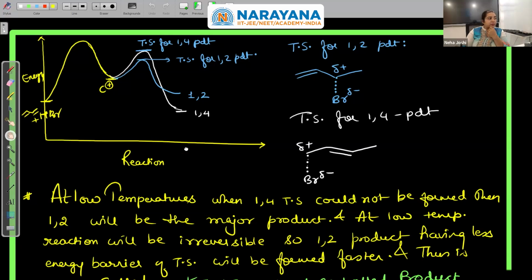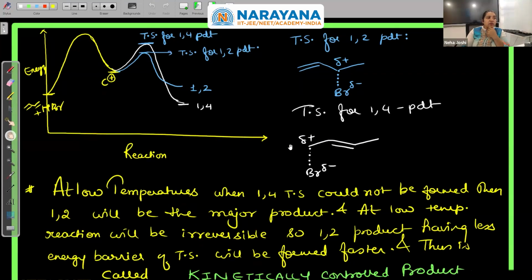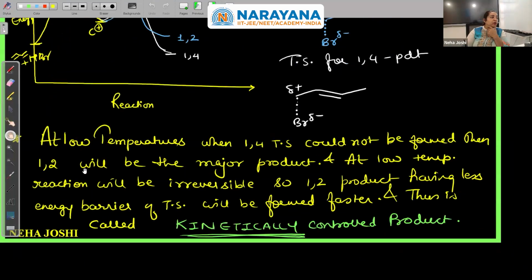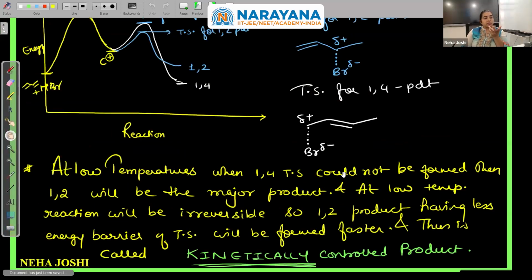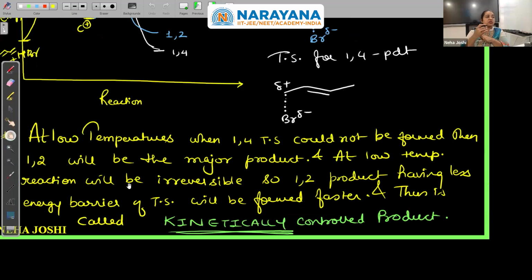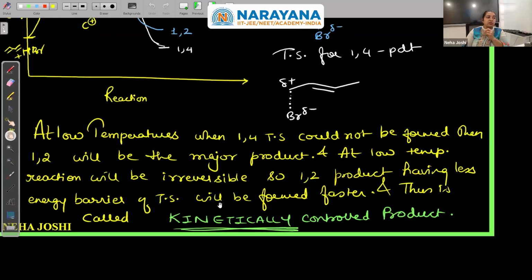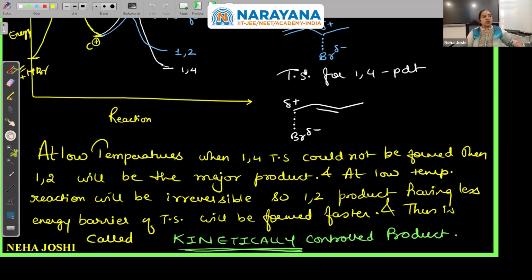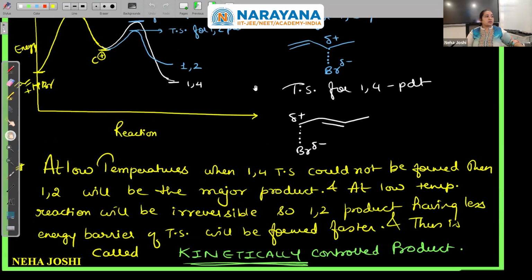So this is more stabilized, na? Hyperconjugation. That is why. So at low temperatures, when the 1,4 transition state could not be formed at all, 1,4 is not formed. 1,2 is the sole, major product, and at low temperature the reaction will be irreversible also. So the 1,2 product, having a lower energy barrier of transition state, will be formed faster and thus is called the kinetically controlled product, because kinetics, that is the rate of reaction, is the factor supporting its formation, and the 1,2 product is formed as major.